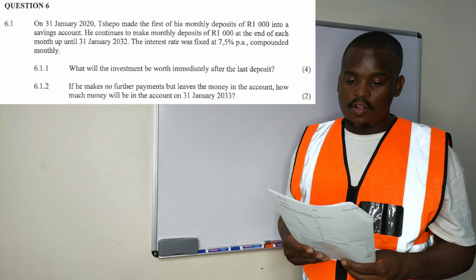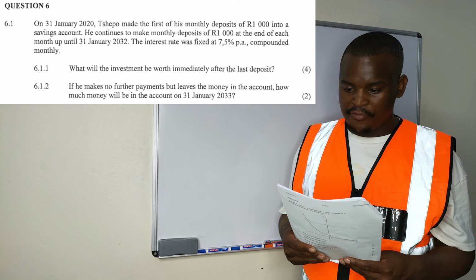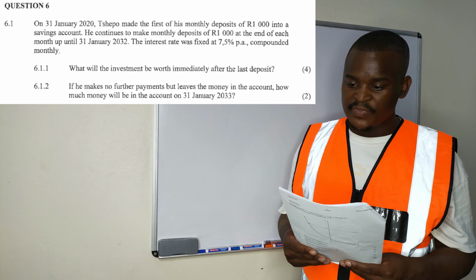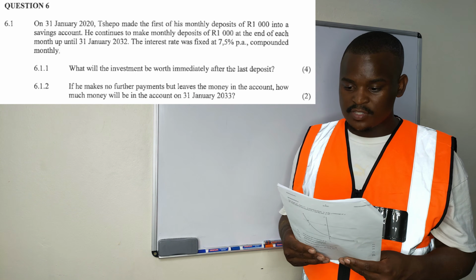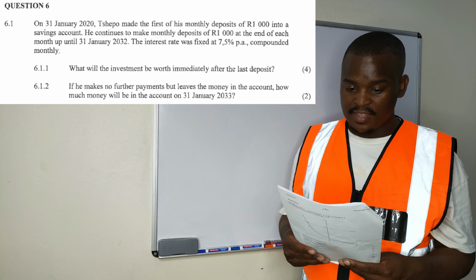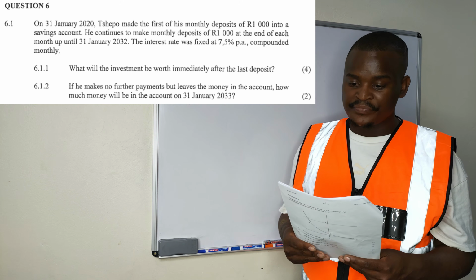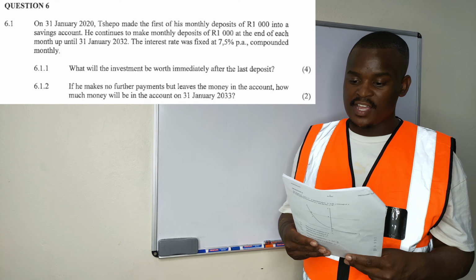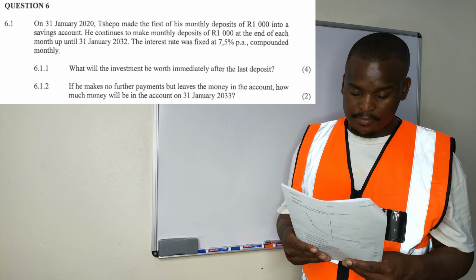6.1. On 31 January 2020, Tsepo made the first of his monthly deposits of 1,000 into a savings account. He continues to make monthly deposits of 1,000 at the end of each month until 31 January 2032. The interest rate was fixed at 7.5% per annum, compounded monthly.